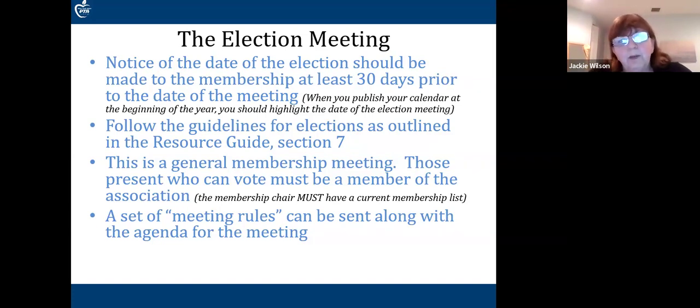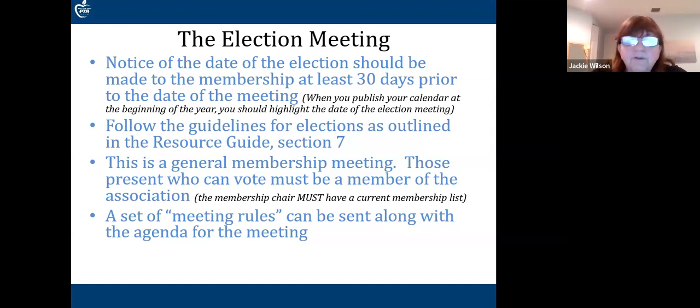And the fact that you can do it by Member Hub now makes it a lot easier than having to sign a check and hand it into the membership chair. So it really is convenient to join very, very quickly. And a set of meeting rules can be sent along. And this is important because what do you do with an election where you have a contested election? How do you run it?